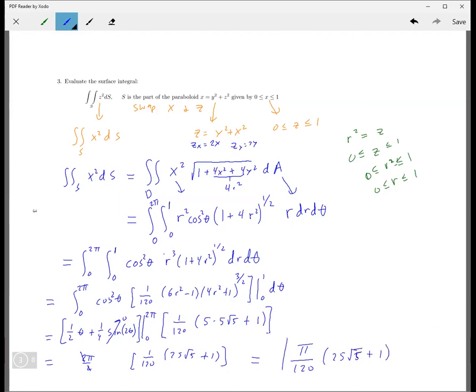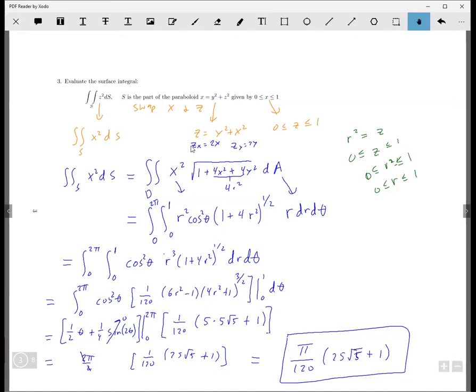Question. Yes. Is it supposed to be 25 root 5 plus 5, since it's in the parentheses? No. Okay, so if you put a 0, oh, 1. Okay. Yeah. I got it now. Thank you. Okay. Sure. Okay, so great. That's number 3.